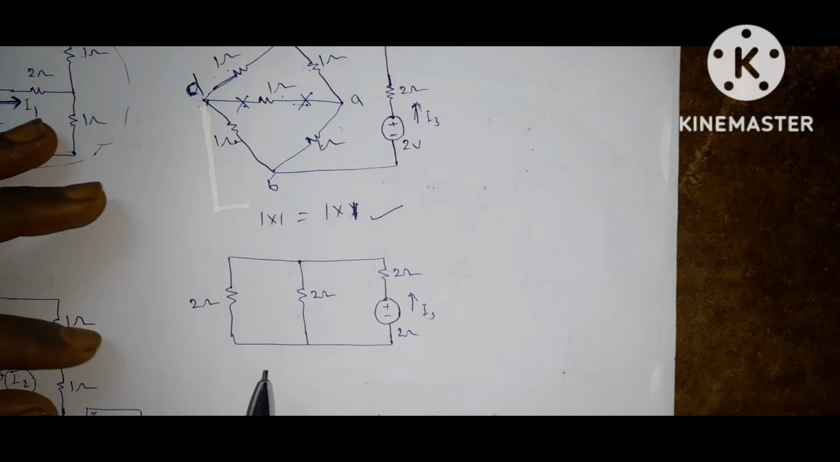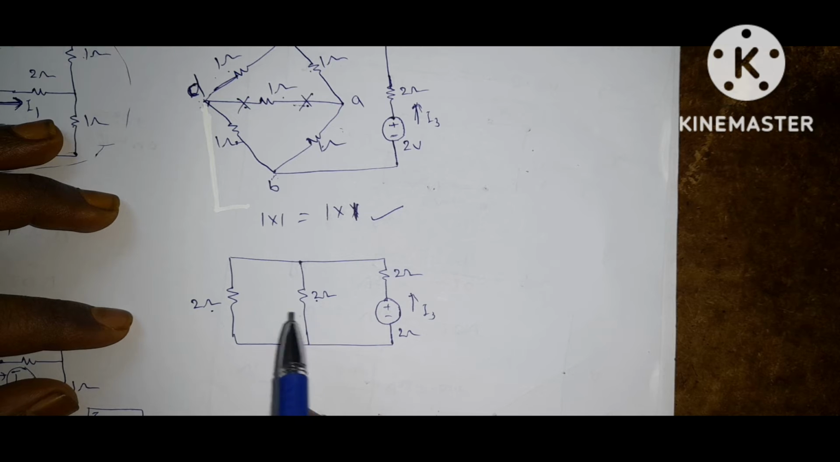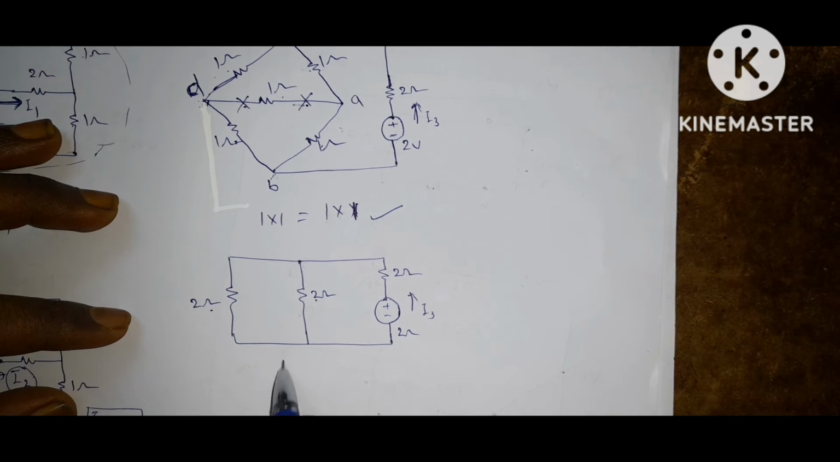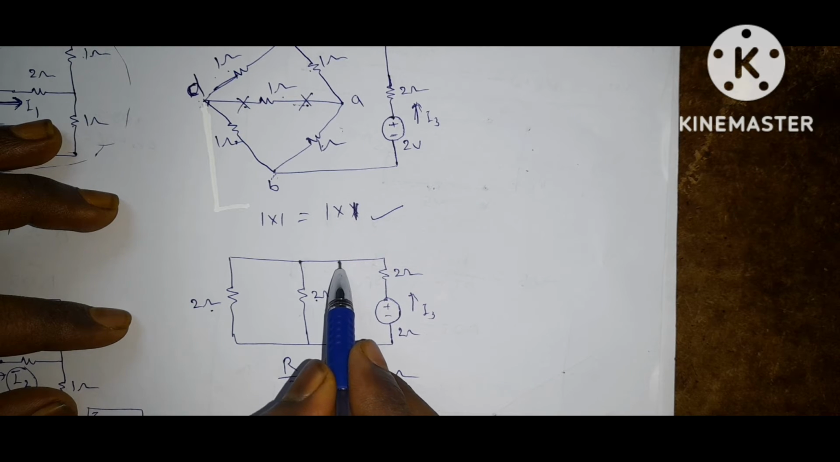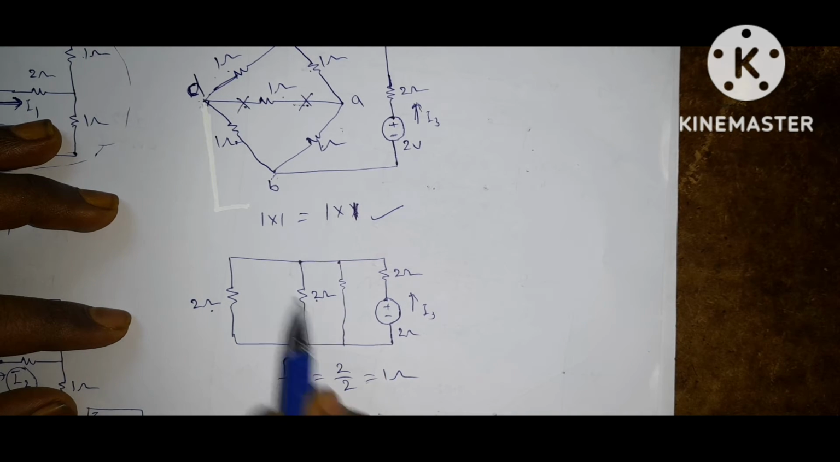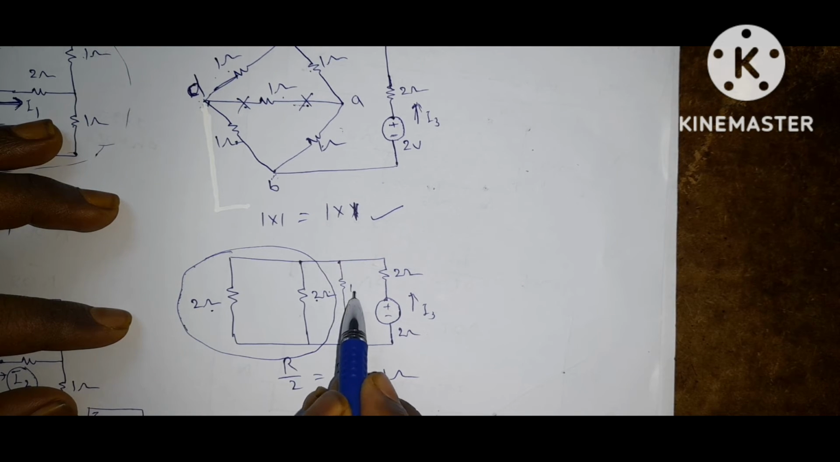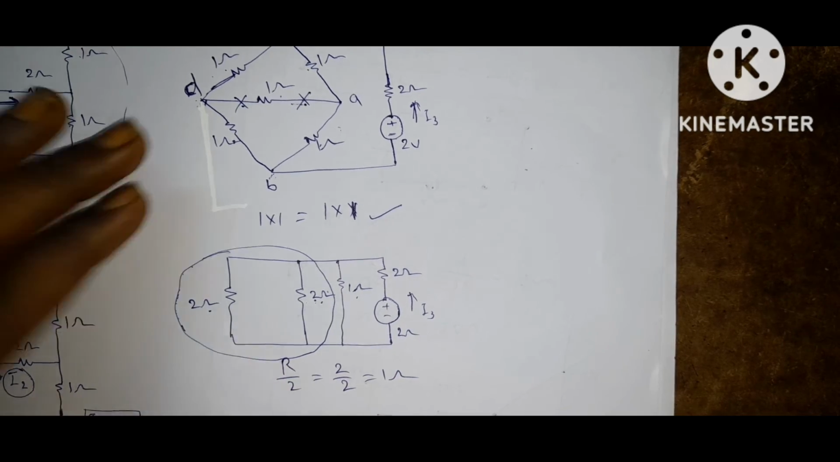Now again if you observe here, these two 2 ohm resistors are connected in parallel. If two equal resistors are connected in parallel, the equivalent is R by 2. So R by 2 is equal to 2 by 2, 1 ohm. So this is 1 ohm. I am writing here. So this entire circuit is replaced by 1 ohm here, because the equivalent of these two resistors is 1 ohm. Now forget about this one.